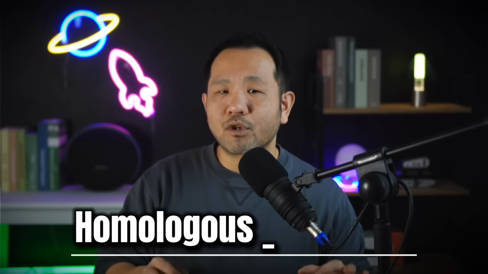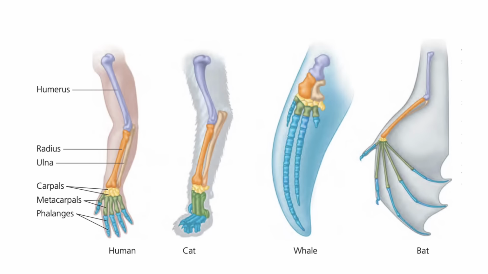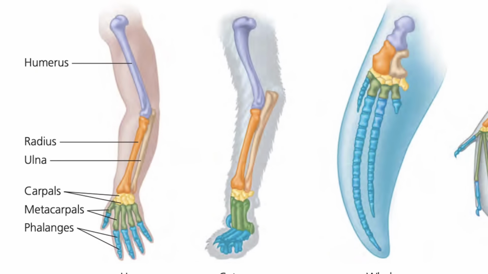We also have homologous structures. These are structures in different species that appear similar in their organization due to a common ancestry.